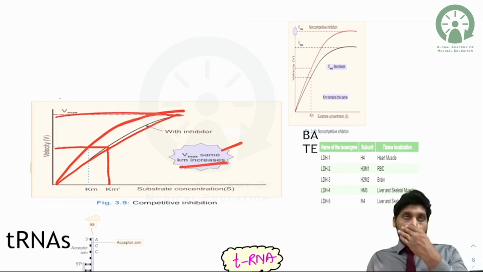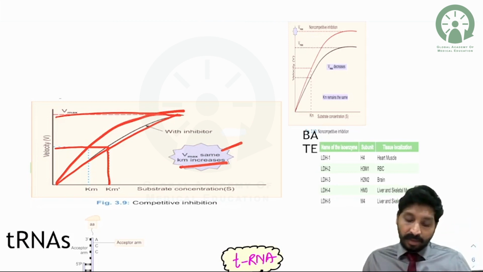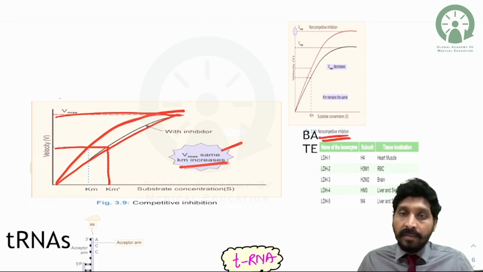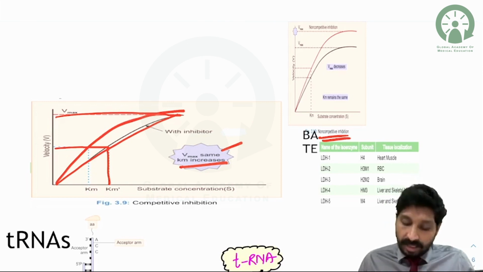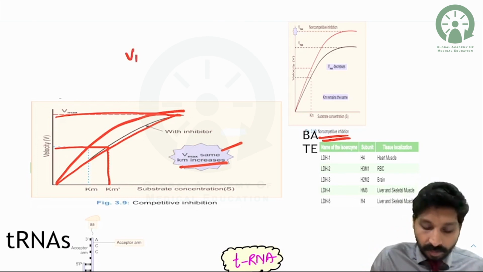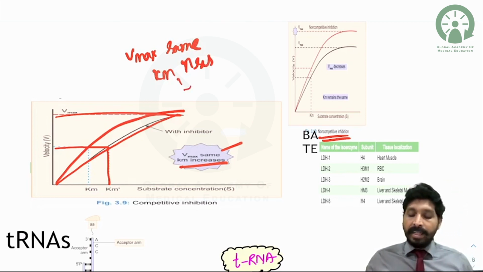In non-competitive inhibition, Vmax decreases and Km will be the same. In uncompetitive inhibition, both Vmax and Km decrease. So that is the thing. What to remember: in competitive inhibition, Vmax is the same and Km increases. In non-competitive, Km will be the same and Vmax will decrease. In uncompetitive, both decrease.